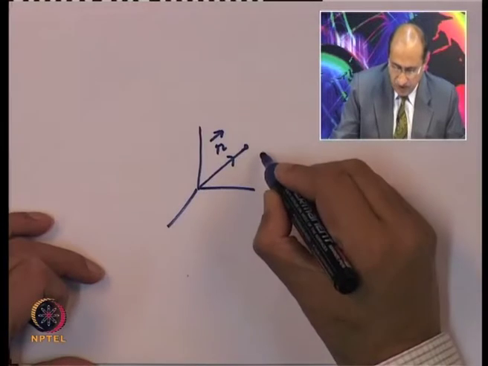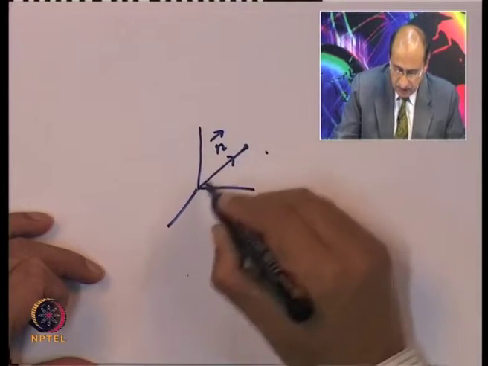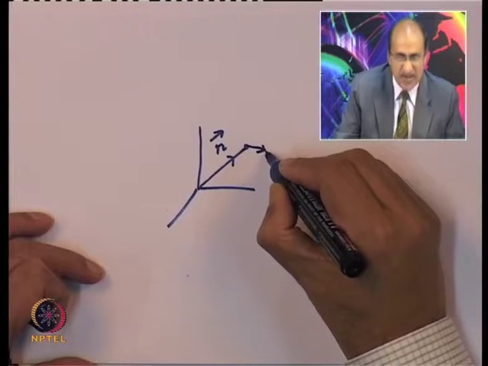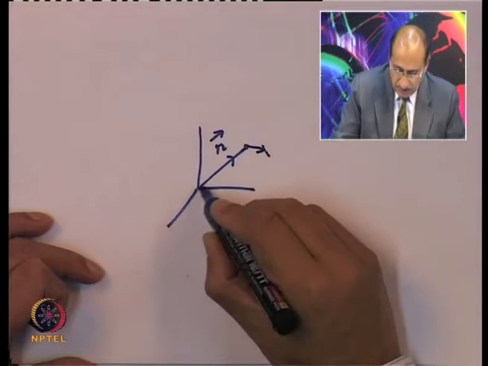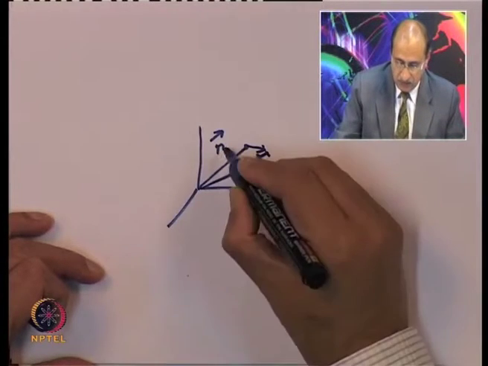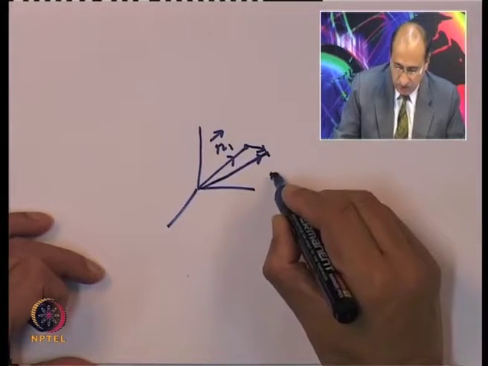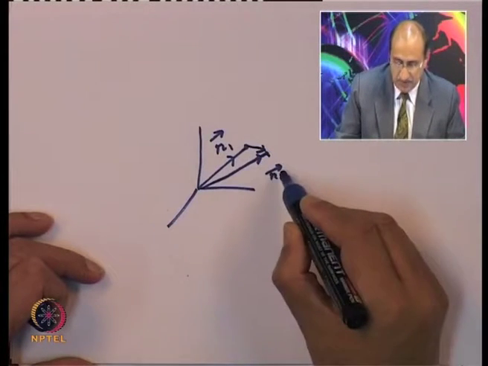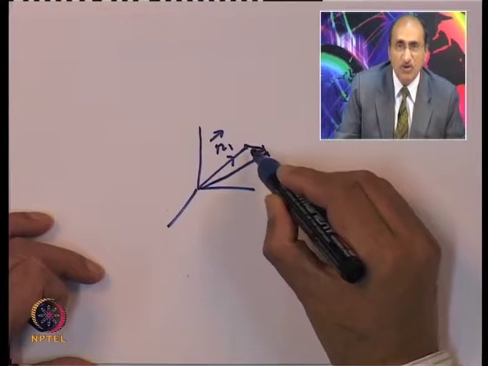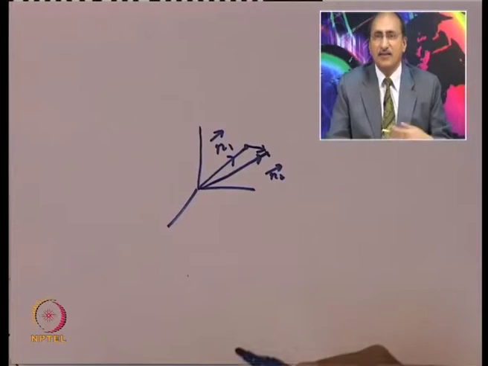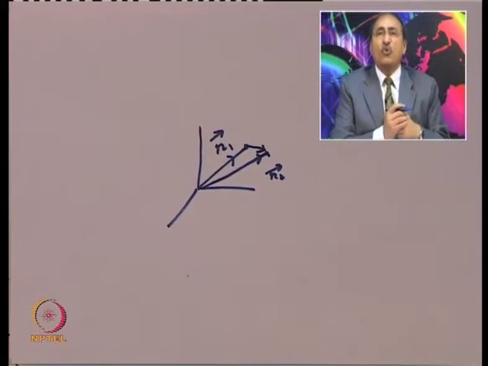But if there are 2 points, then if this particular point is displaced to this particular point, the position vector now becomes different. Let us call this R1, let us call this R2. You can see that R1 plus this vector becomes R2. This vector is what is called the displacement vector, and this displacement vector in the traditional mechanics is independent of the origin that we have chosen.